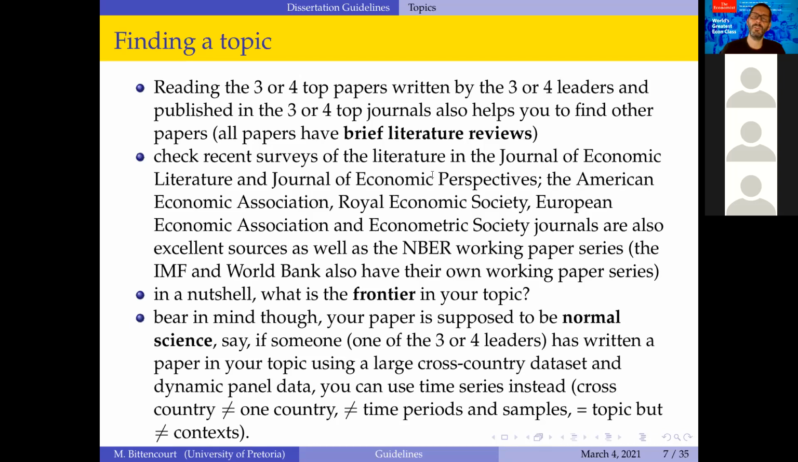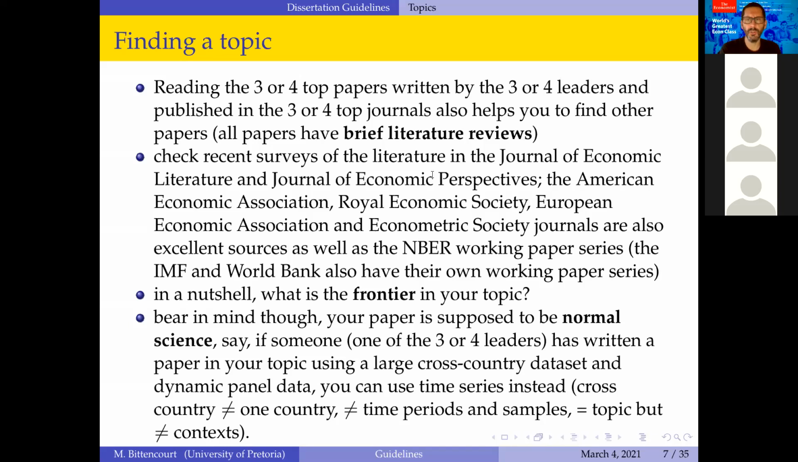Check recent surveys of the literature in the Journal of Economic Literature, JEL, and the Journal of Economic Perspectives, the JEP. Those are 2 journals of the American Economic Association, the main association in our profession. Also, there is the Royal Economic Society, an important society in our profession. The European Economic Association is also important, and the Econometric Society. All those societies have websites and their own journals, and they are important bodies in our profession.